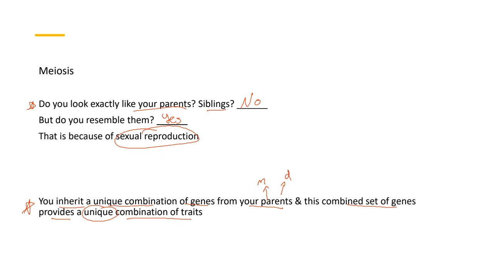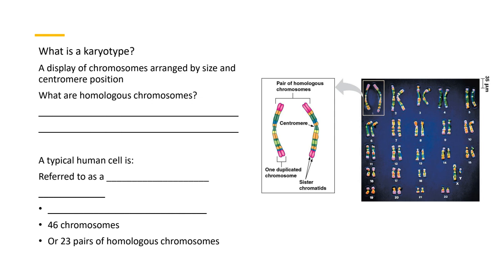So let me show you this really quick. This is a karyotype. A karyotype, think of it as a picture of all of your chromosomes. So a karyotype is going to be a display of your chromosomes, and they usually arrange it by size and centromere position. All right, this is your karyotype. It's a picture of all your chromosomes.